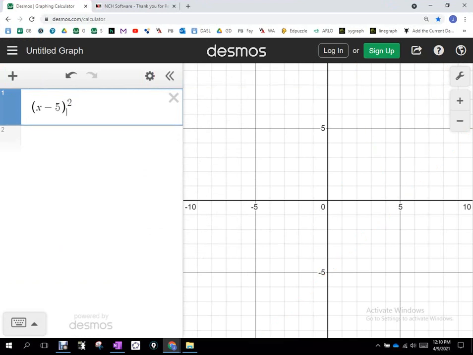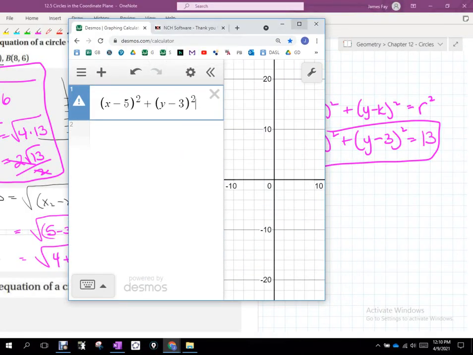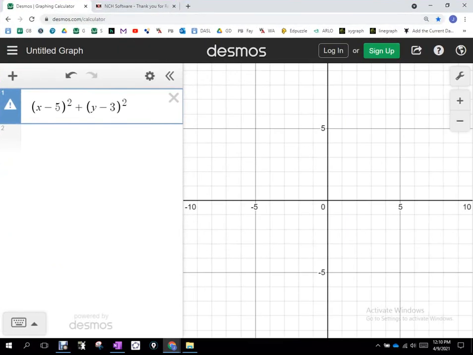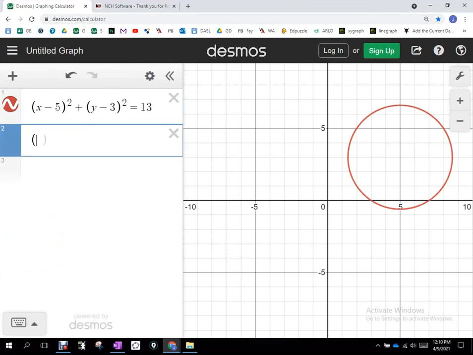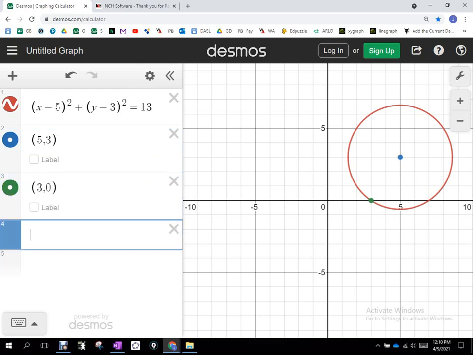Okay, so we had x minus 5 squared plus y minus 3 squared. It was 3, right? Yeah. Equals 13. So I get that. I'll plot the point 5, 3 on there. So you can plot points just by typing in the ordered pair. We also had the point 3, 0, which was the one endpoint, right? We had a point 7, 6 was the other endpoint.